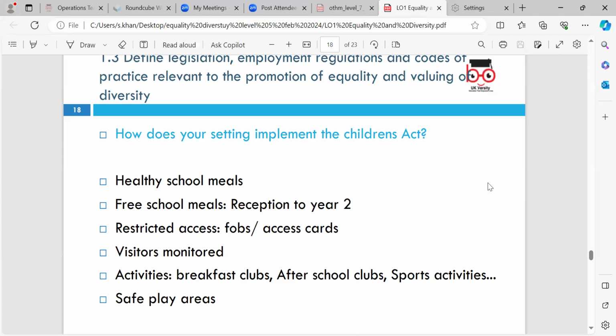Healthy, so how does it implement the Children's Act? Like you've mentioned, the breakfast clubs, free school meals, healthy school meals, which is really good, access cards, visitors monitor, breakfast club, which, like you said, some children, some parents, because of the cost of living, can't afford breakfast. And it sounds like we're trying to make excuses, but because of the issues around the cost of living, parents sometimes cannot afford to give breakfast to their children.